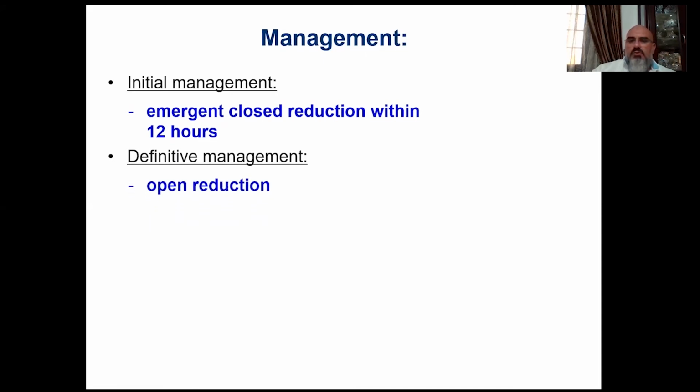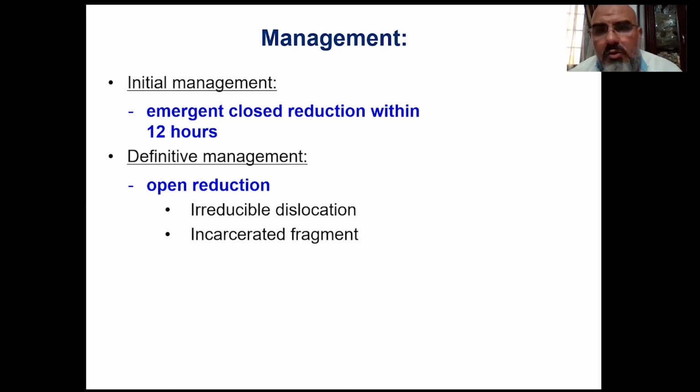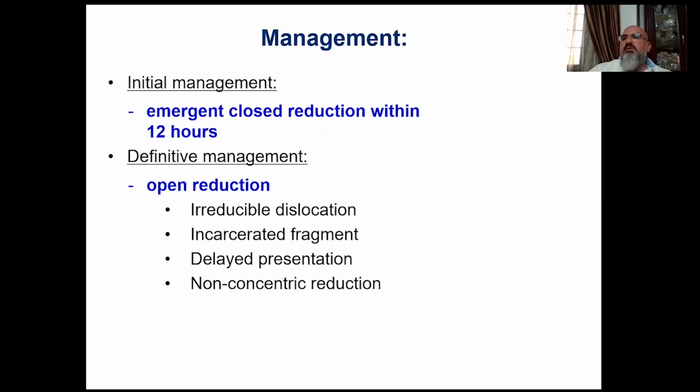is open reduction. When we are obliged to do an open reduction, the indication is an irreducible dislocation. You have to go through open reduction if you have an incarcerated or loose body inside the joint, if you have delayed presented cases, and lastly, when you haven't achieved your goal, when you have a non-concentric reduction.